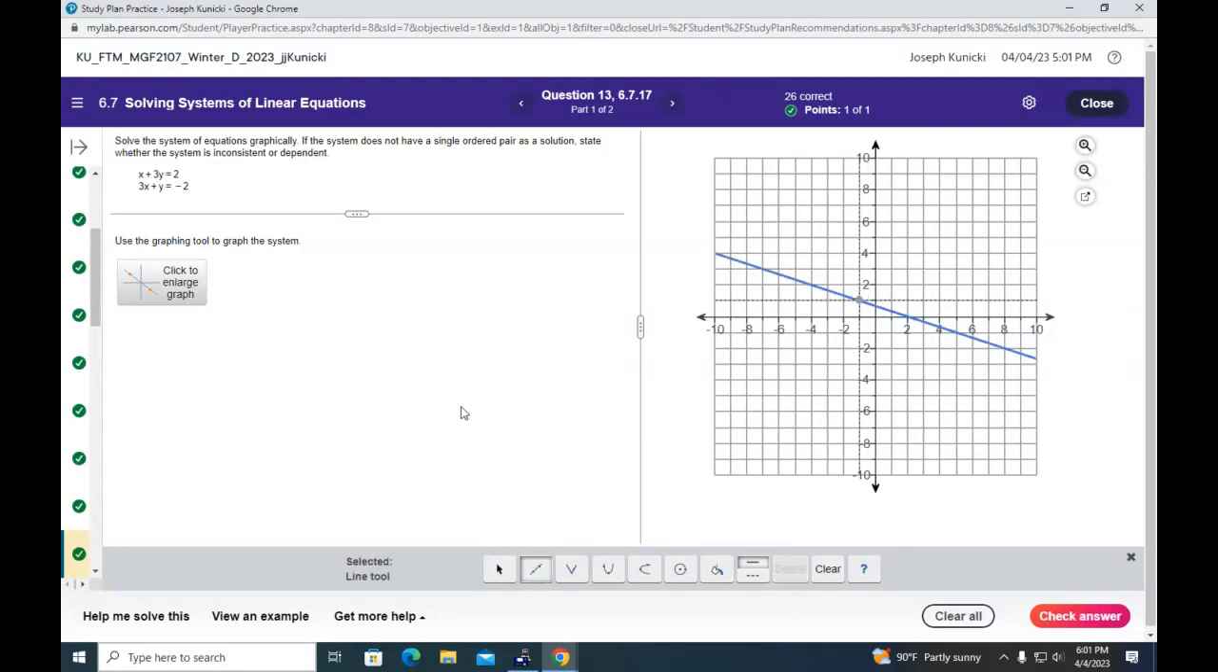Then I hit the line tool for the second line. Once again, I can let x be 0. If I let x be 0, then I have the intercept -2. Now let's let x be 1. So now I'll have 3 minus y equals -2, so minus y equals -5, so y equals 5. If I plug in 1 for x, I get 3. If I plug in 5 for y, I get 3 minus 5 is -2. So there's my 2 points.